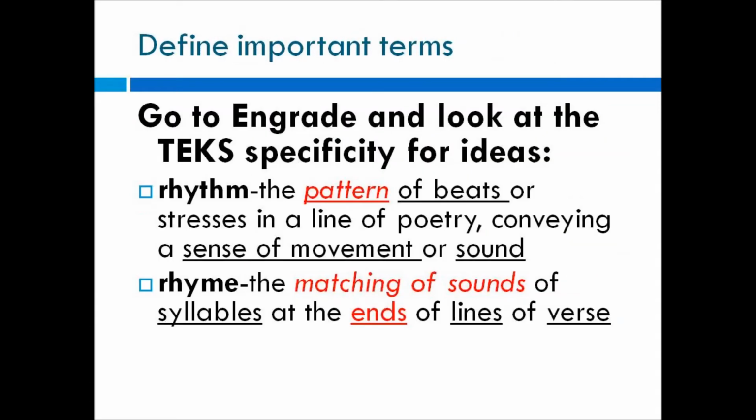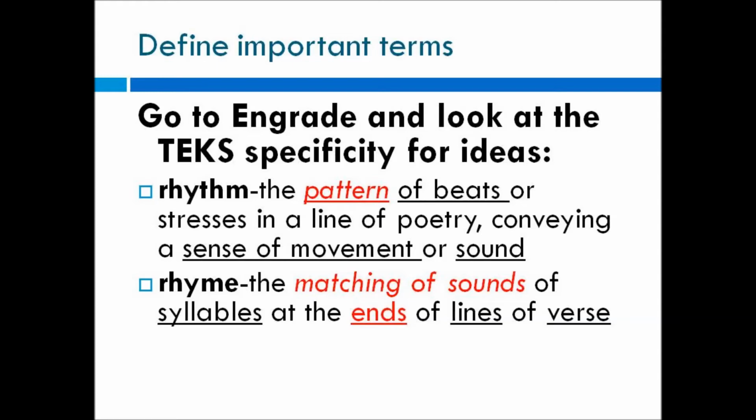Once I have an idea what the verbs are, what they mean, I need to still look at important terms within the TEK. In this case, my resource would be to go to Engrade and look at the TEK specificity to get ideas. The first thing that I notice on Engrade is that they have a definition for rhythm and a definition for rhyme. But those definitions are still loaded with a lot of terms. So let's go one by one.